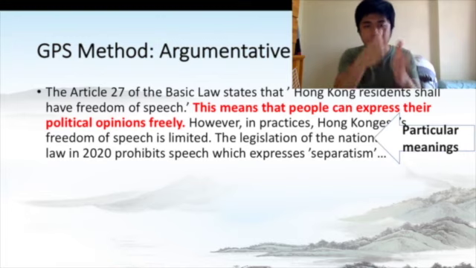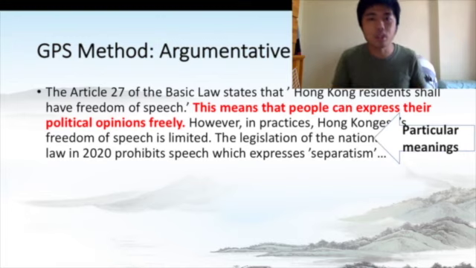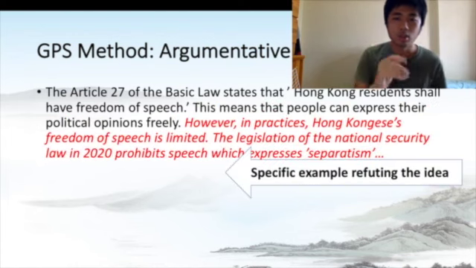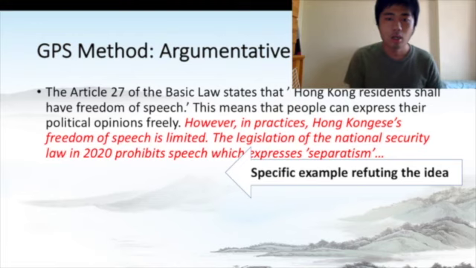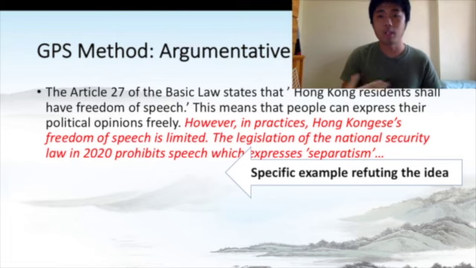Now we need to test this particular feature, whether this meaning is true. Okay, here is a specific example refuting the idea. However, in practice, Hong Kong's freedom of speech is limited. The legislation of the National Security Law in 2020 prohibits speech which expresses separatism.